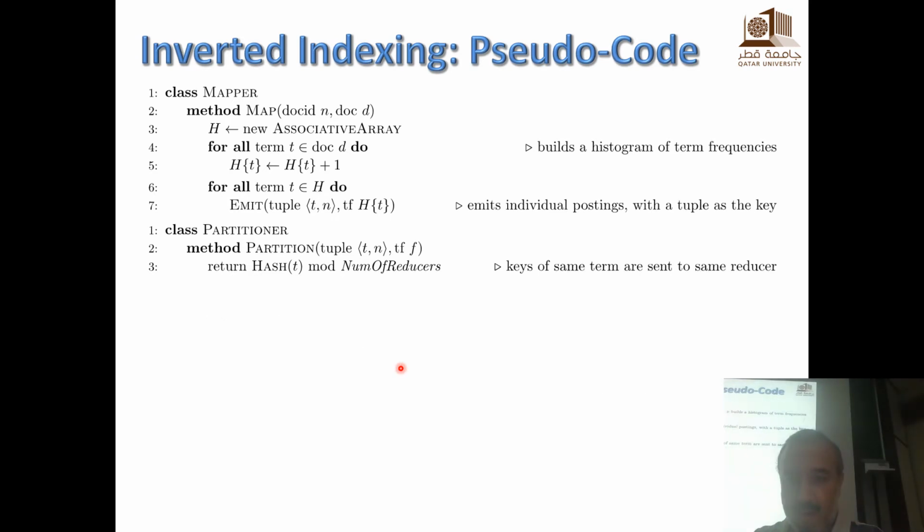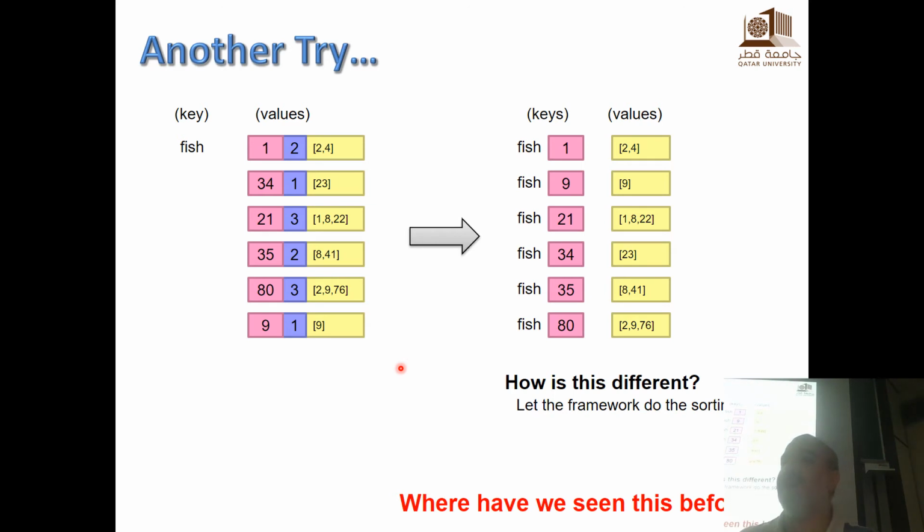Let's see if we... So it will be something like this. Okay, so we'll have all the records of fish together, and they will be sorted. So we'll get fish 1. That's one call to the reduce function. And then the next will be fish 9 with that value, of course. And then fish 21 with that value.